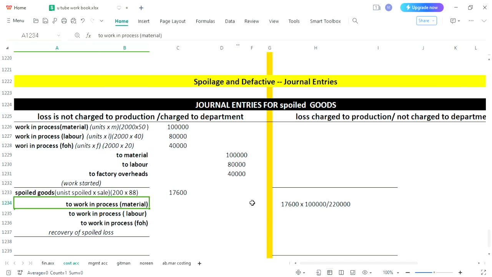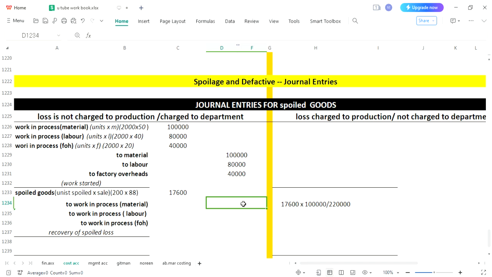Again, try to understand. Amount of spoiled goods would be multiplied by amount of material and then divided by total, with which you will get here the amount. Statement is written over here. 17,000 was the amount of spoiled goods, multiplied by individual amount of material 1 lakh, divided by total of these things. Total of these we have calculated.